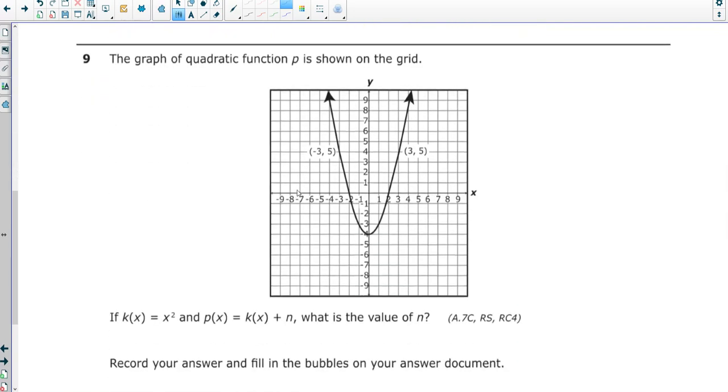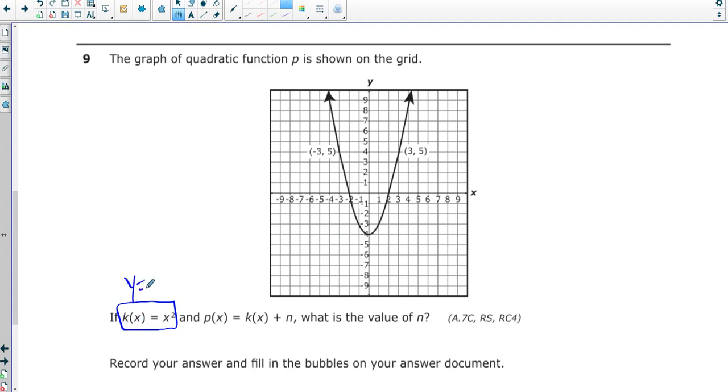Okay, so it says the graph of quadratic function p is shown on the grid. If k of x equals x squared and p of x equals k of x plus n, what is the value of n? Okay, we actually did these types of problems, but when we did them, they were straight lines. But now it's a parabola. So they want to know, how did the parabola change? Okay, this is called the parent function. Remember, k of x is another fancy way to just say y equals, right?